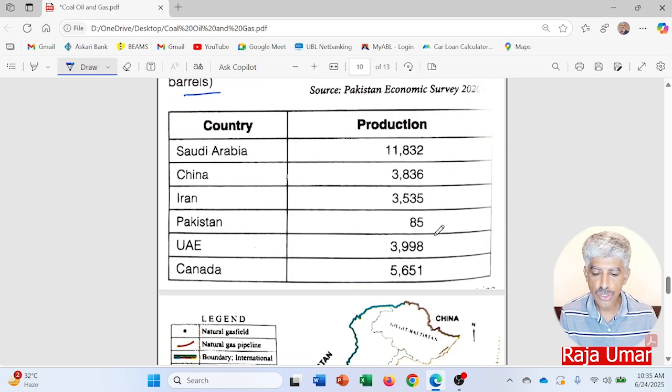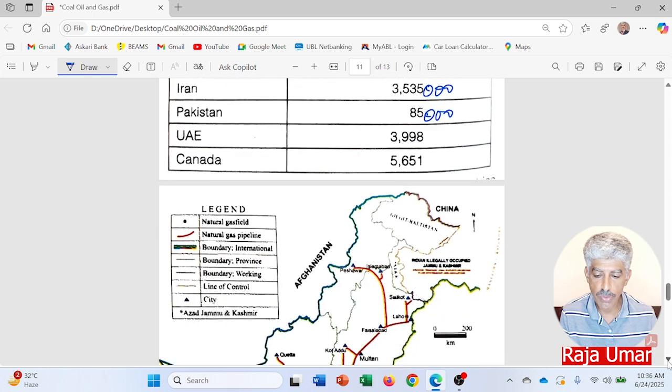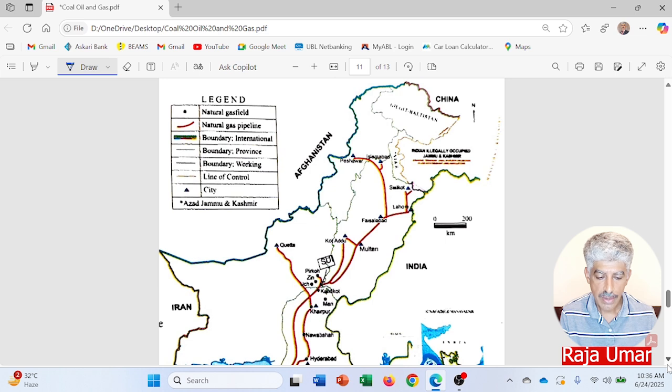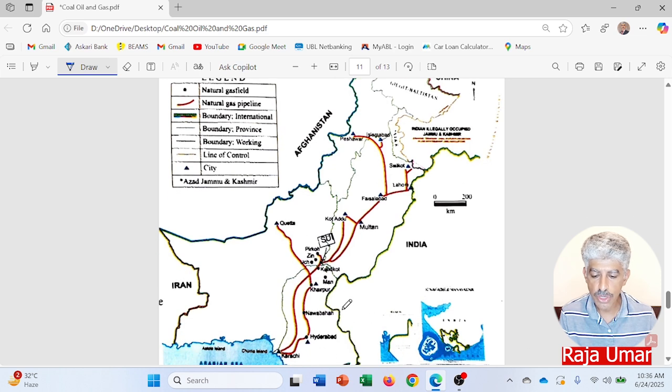And here we have the production of crude oil by other countries. Saudi Arabia is producing a lot of oil. Every value here is in 1,000 barrels, and so that is the huge production as we consider it per day. So here we have the natural gas pipeline system, the transportation of natural gas.